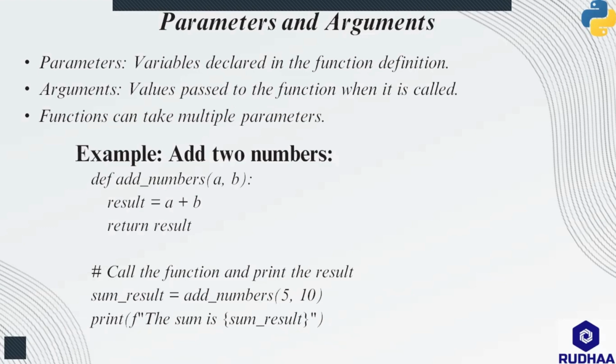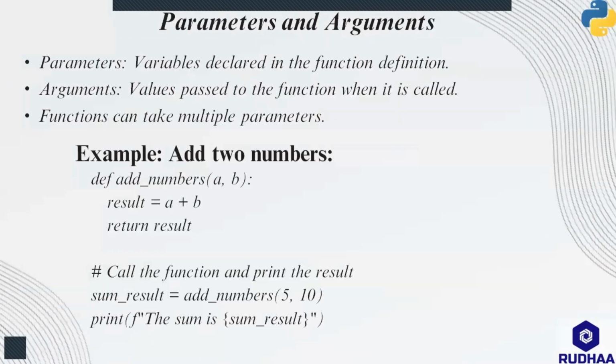In the given example, there is a program to add two numbers using a function call. Here the function is add numbers, defined as def add numbers a comma b, and in the function, result is equal to a plus b. Return the result, if needed. To call the function: sum result equal to add numbers. You can just call the function add numbers 5 comma 10, and you need not write the mathematical operator again. It will give the result to you.